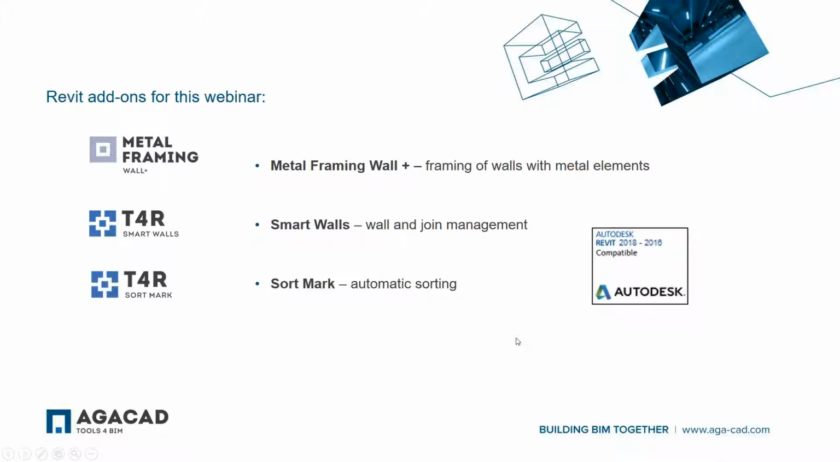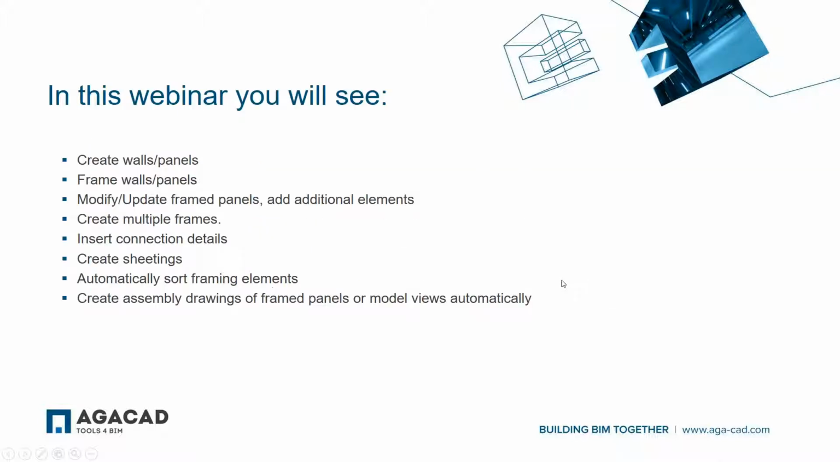And today I will show three solutions. I will mainly show metal framing, just to frame the walls. Then I have smart walls to split walls, and sort mark to automatically number walls. So we'll see how to create panels, how to frame panels or walls, just modify, update, create multiple floors, create sheetings automatically, sort elements, and how to create drawings.